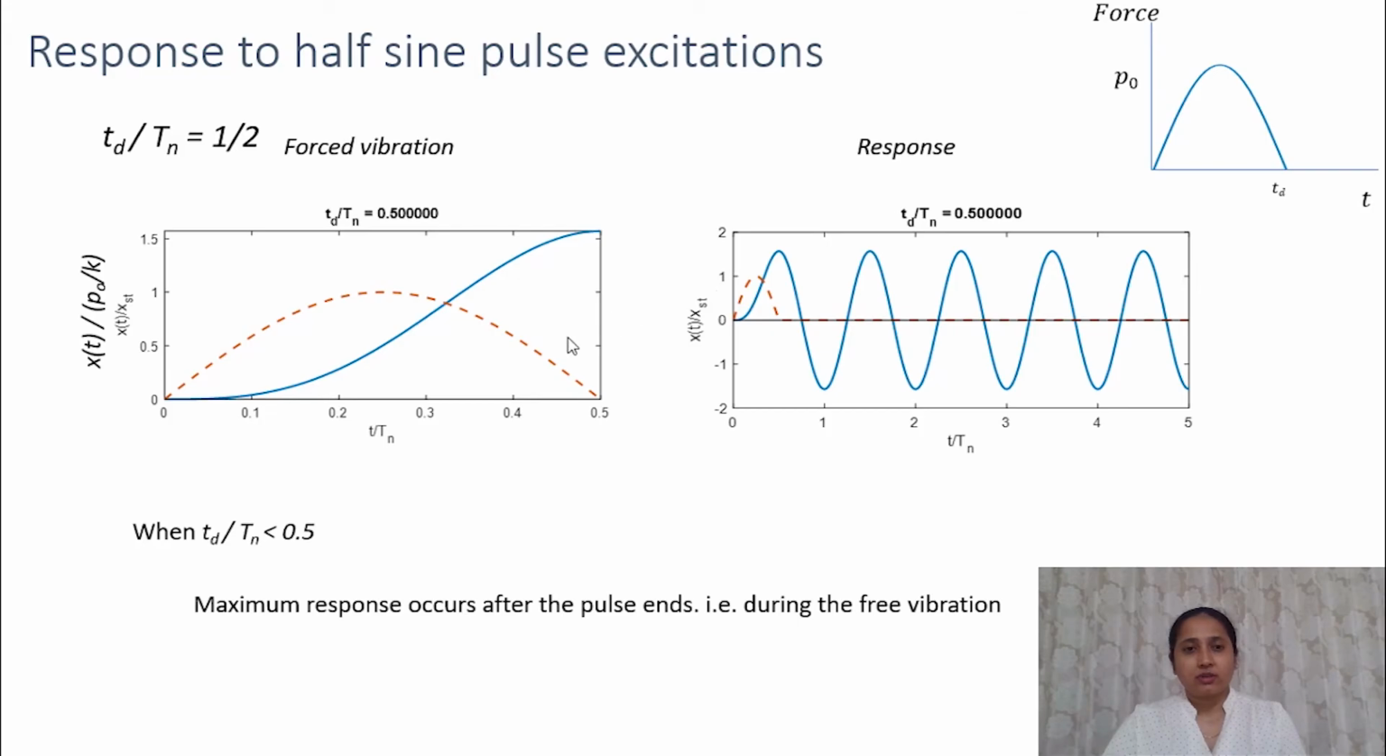Here we can observe that when Td by Tn is less than 0.5, the maximum response occurs after the pulse ends, that is, during the free vibration. And when Td by Tn is equal to 0.5, the maximum response occurs at the end of the pulse or at the beginning of the free vibration, and during the free vibration the amplitude is the same as this maximum amplitude.